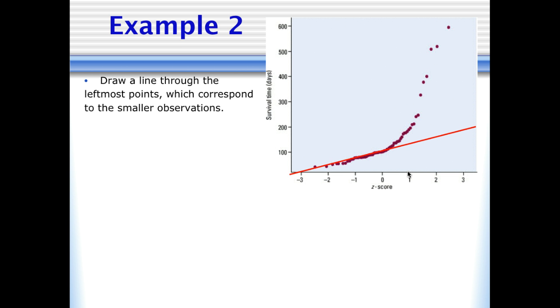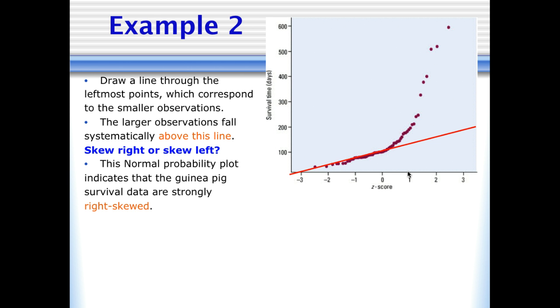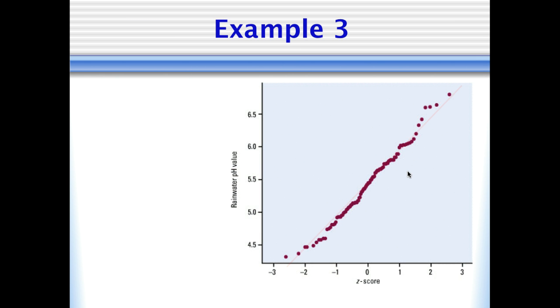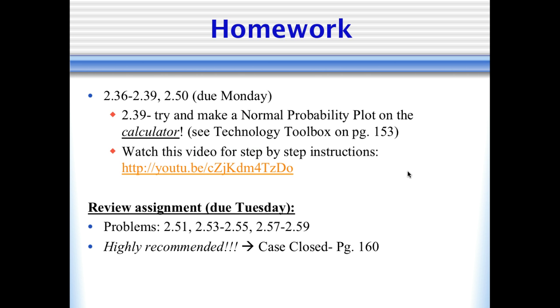For example, if I draw a line through the leftmost points of this scatter plot, the larger observations fall systematically above the line. So once again, I'm envisioning myself driving. If I push the blinker up, it's going to be skewed right. I'm turning right. Now example 3, I draw my line over it, and notice that it makes it clear that a normal distribution is a good description. There are only minor wiggles in a generally straight line pattern.